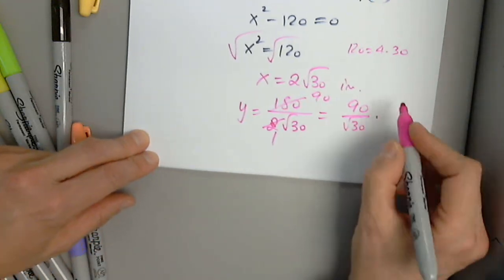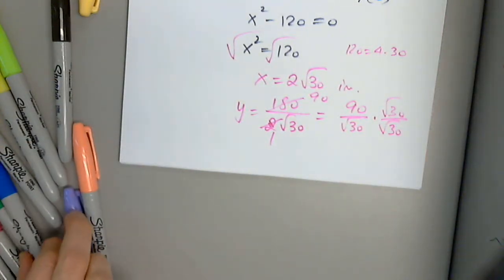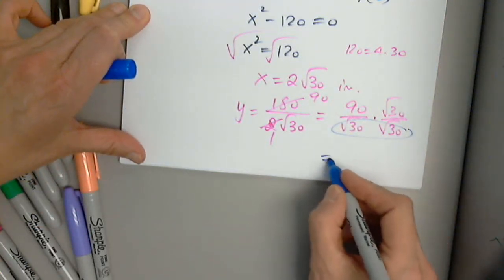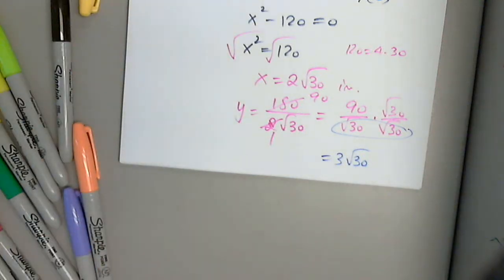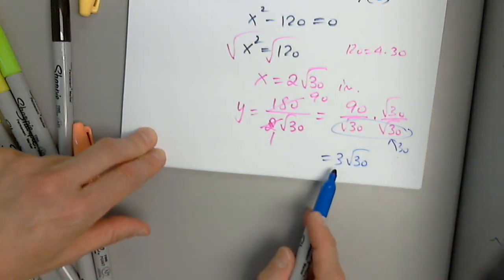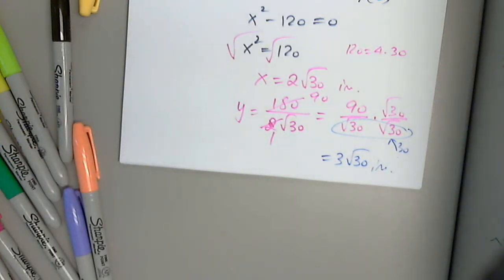And yes, I have to rationalize by multiplying by the square root of 30 and dividing by the square root of 30. So this is 30. This is 90. So this is 3 the square root of 30, because when we multiply these two, we get 30. 90 over 30 is 3. So 3 the square root of 30 inches. So the width of the poster is 2 the square root of 30. The height of the poster is 3 the square root of 30 inches.